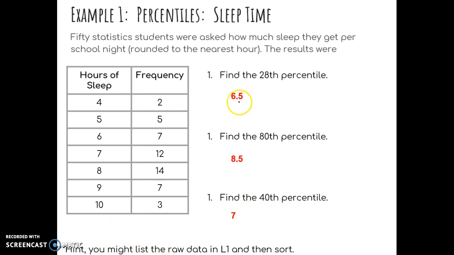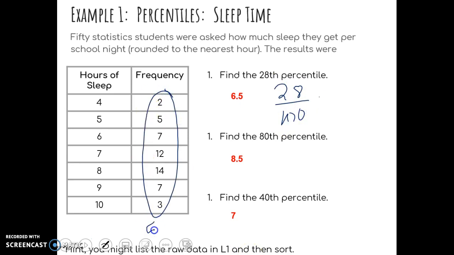Okay, so here are the answers. Right here, 6.5, 8.5, 7. For the 28th percentile, you do 28 over 100 and multiply that times the number of numbers. If you add all these frequencies together, that means there's 50 numbers. And you're going to get 14. So you take the 14th and the 15th number, average those together, 6 and 7, and you get 6.5.